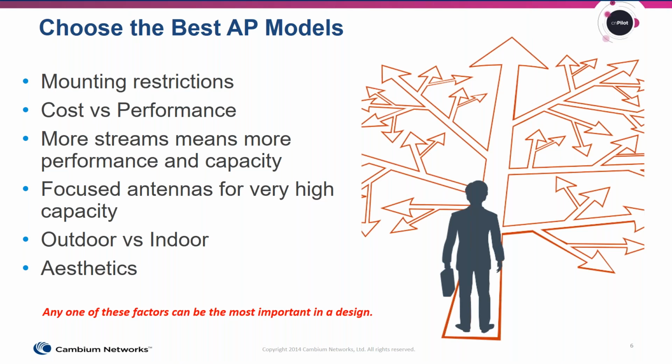And then, of course, more streams mean more capacity. So a 4x4 AP will have more capacity than a 2x2. So if you need that capacity, then you design for that. Focused antennas for very high capacity are always something you should consider. So say an arena, a stadium, a bus station, even some parts of an airport.